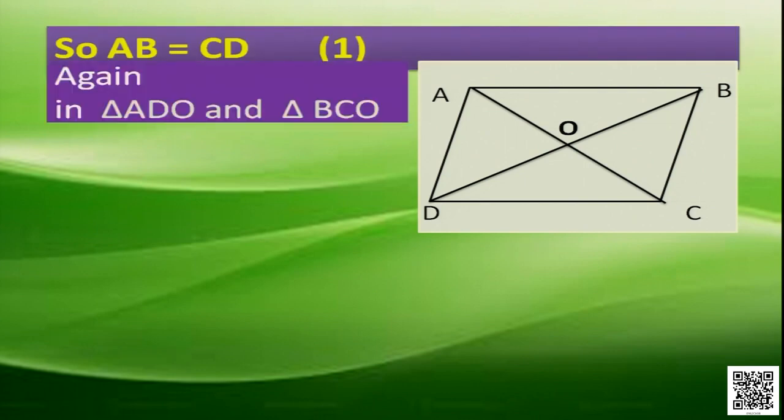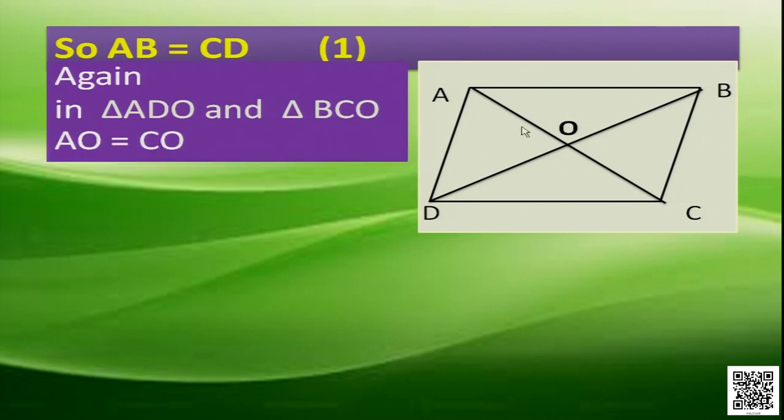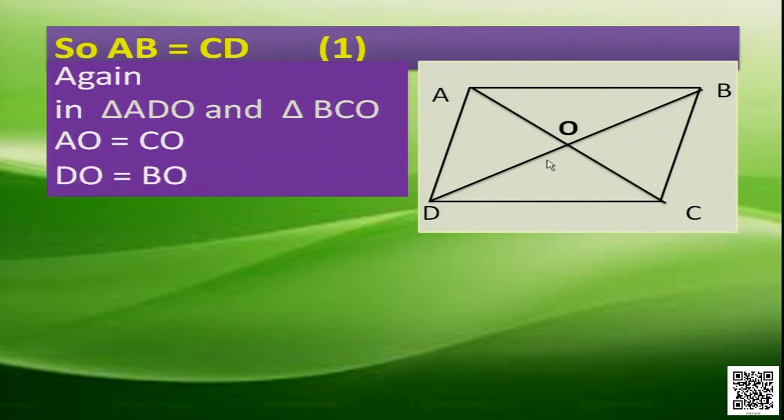So, in this case, we have AB is equal to CD. Again, if we take these two triangles, triangle ADO and triangle BCO, then what are equal? We have AO equal to CO and BO is equal to DO. And also AD and BC are equal as the opposite sides of a parallelogram.